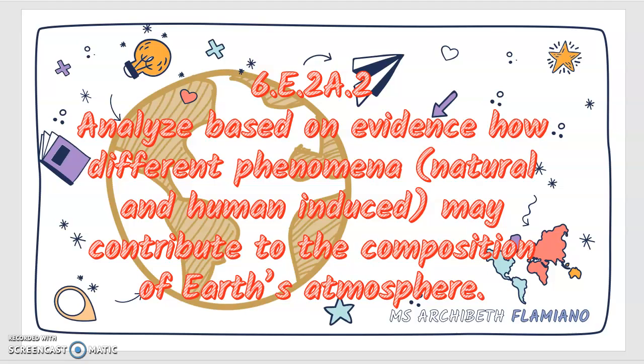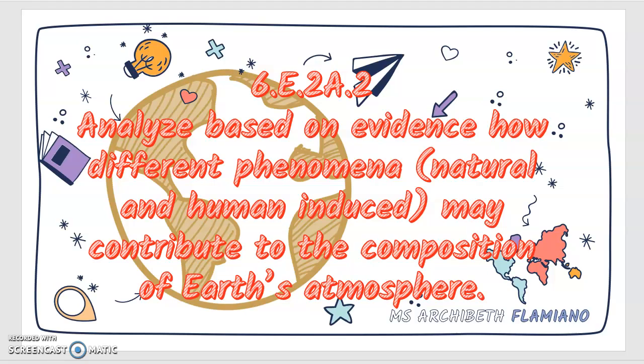Our standard today is 6.E.2a.2: analyze based on evidence how different phenomena, natural and human-induced, may contribute to the composition of Earth's atmosphere. I mentioned in the first video that this standard is divided into 3 topics. They are the origin of the atmosphere, the ozone layer, and the greenhouse effect and global warming.